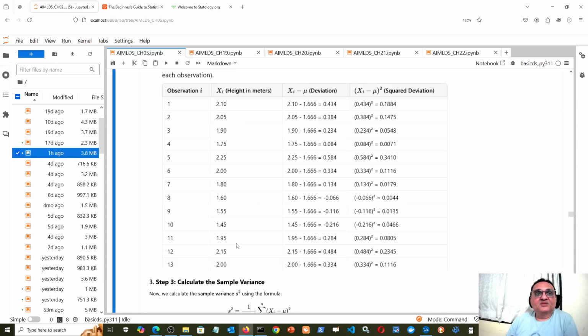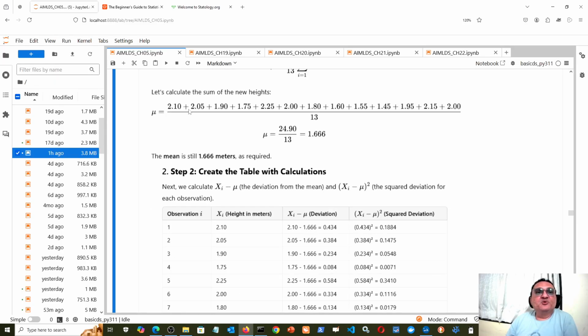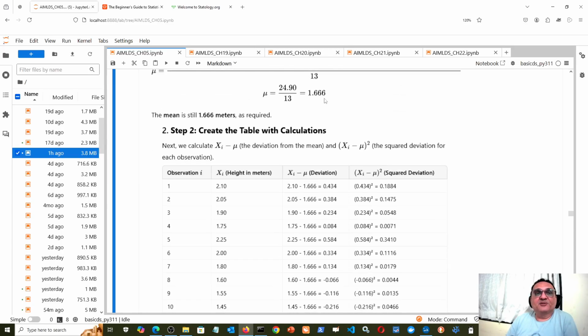These are heights of some 13 people in meters. So these are the values. I first found mu, the sum of all these observations divided by the number of observations, and mu came out to be 1.666.